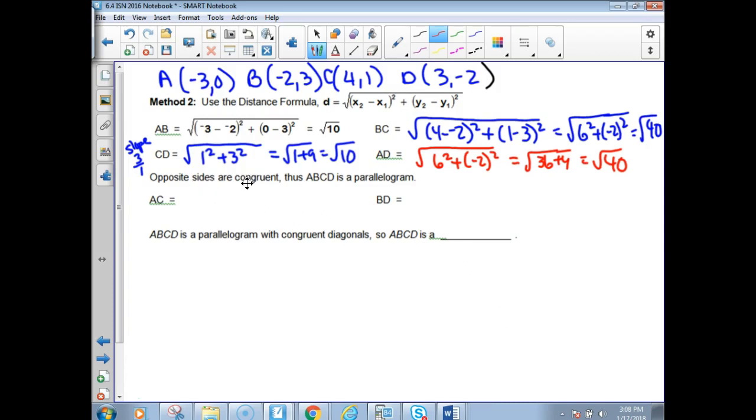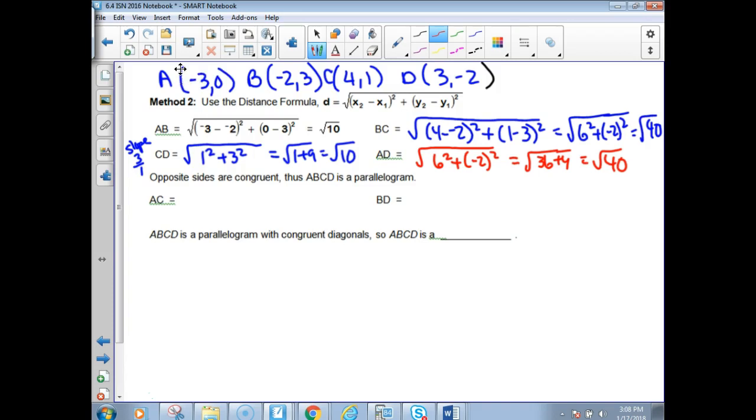Now, the opposite sides are congruent, so we got a parallelogram right now. You see these numbers are the same. AB and CD are the same size, and BC and AD are the same size. So therefore, that's the opposite sides congruent. We got a parallelogram. Now, to figure out whether it's a rectangle, the diagonals need to be congruent, and those are segments AC and BD.